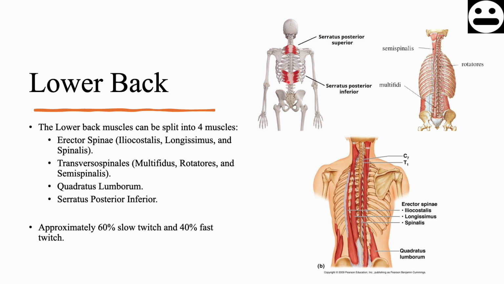So this one here, and this one is the transverso spinalis, and the erector spinae is right here in this diagram, and the quadratus lumborum is right here. So really, truly, quadratus lumborum is really the lower back, as the erector spinae kind of extends all the way up there, and so does the transverso spinalis muscles, and they are usually 60% slow twitch and 40% fast twitch.